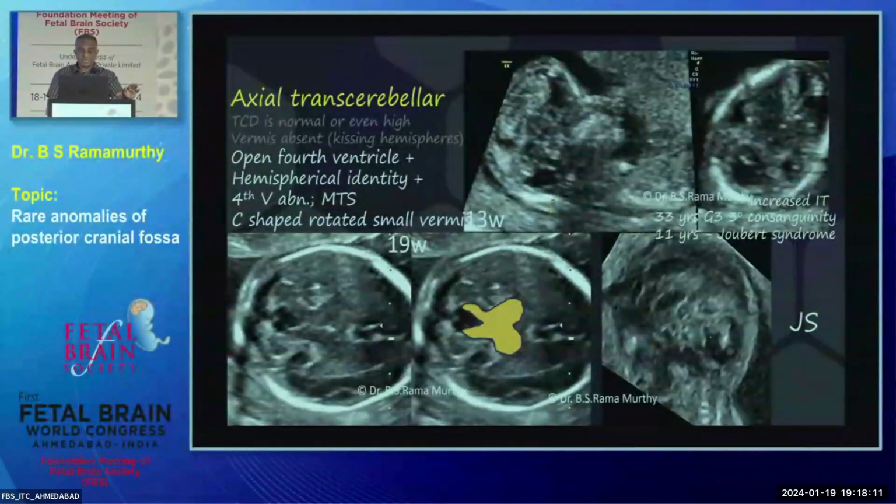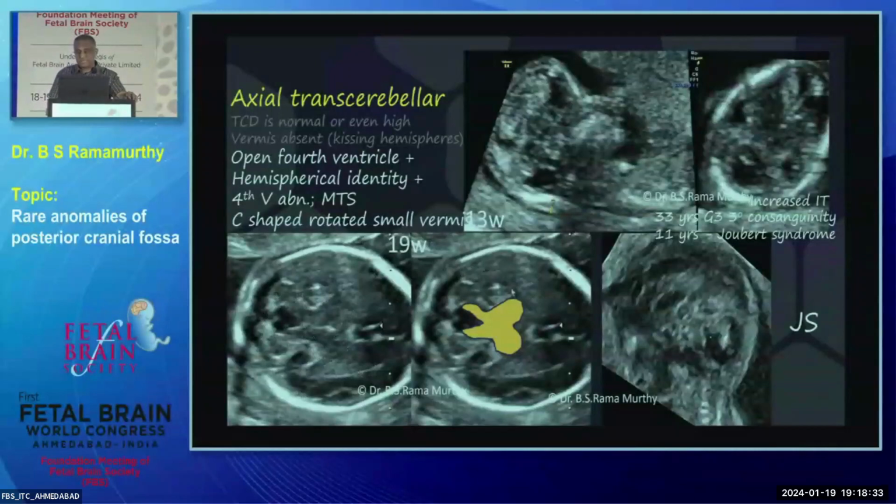She presents at 19 weeks. At 19 weeks, you have a classical open fourth ventricle which is longer than wider. But what is hidden in this puzzle is the fact that you can easily recognize what shape. The molar tooth. The molar tooth is already there.